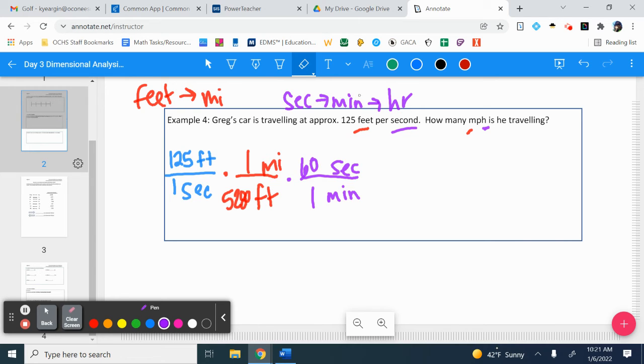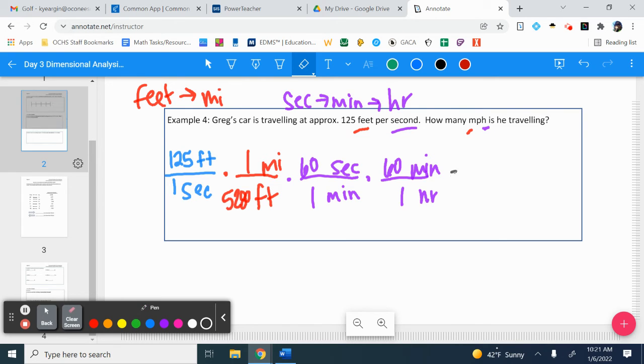Now I'm not done, I'm only at minutes, and I have to go all the way to hours. So minutes is in the denominator. It must go to the numerator. And according to my map, minutes turn into hours. Which one of these two is larger? An hour is larger, and there are 60 minutes in an hour. So as I go through, I check, I'm where I need to be.